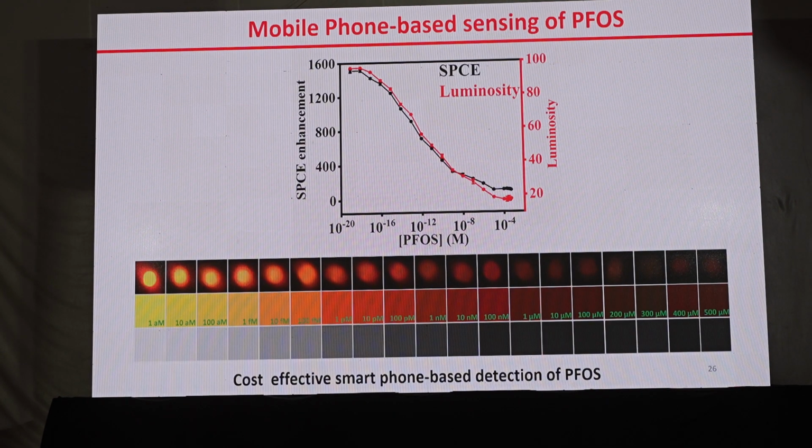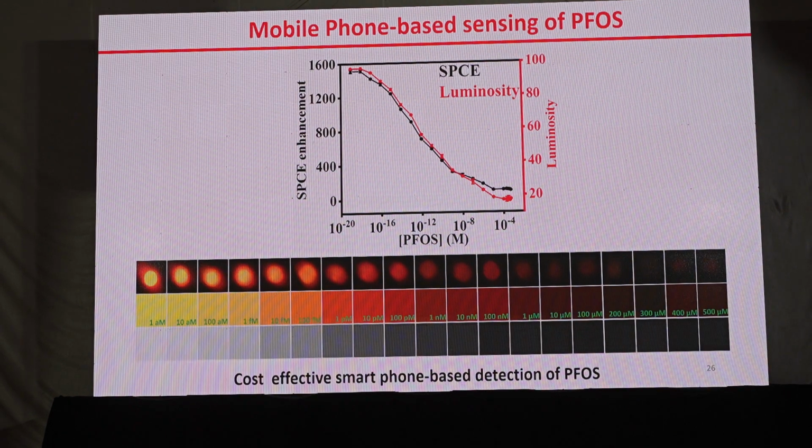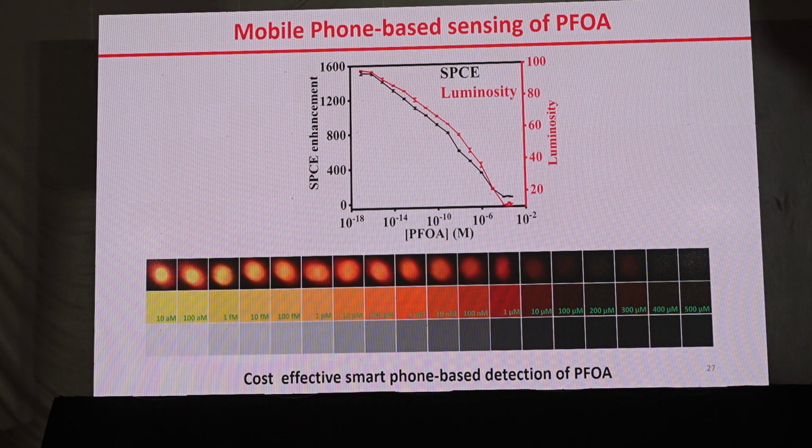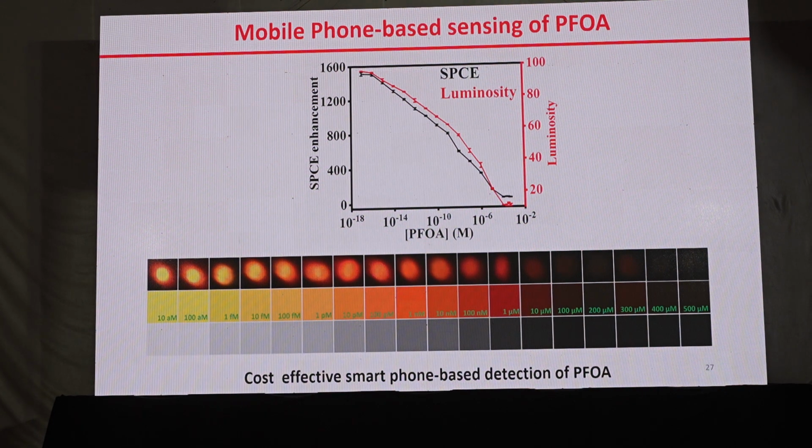In addition to that, we replaced the conventional optical system with a mobile phone camera, and we captured the emission and tried to correlate it with the luminosity values. These are the mobile phone images that we obtained from the color graph software. So we understood that both PFOS and PFOA can be detected in the SPC platform by correlating the luminosity with the actual SPC enhancement we obtained.